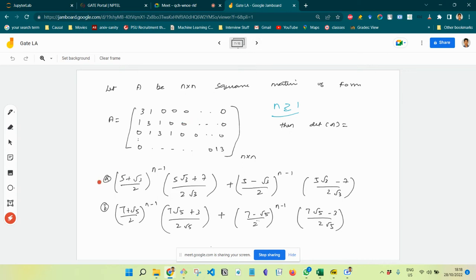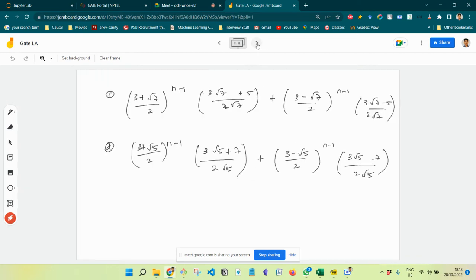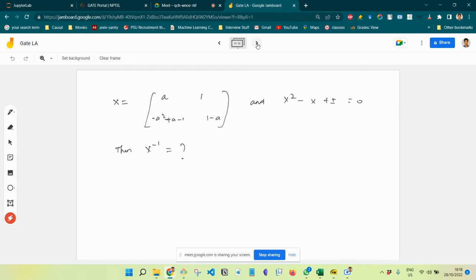Always for such questions where you have a multiple choice question, you should start from the base case, from the very trivial case. In this case, the trivial case occurs when n equal to 1. All right. Okay, then I'll move on to the next question.